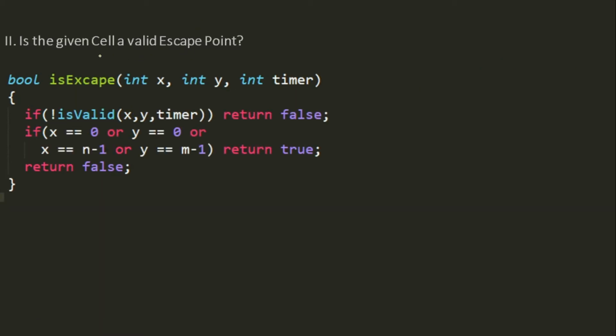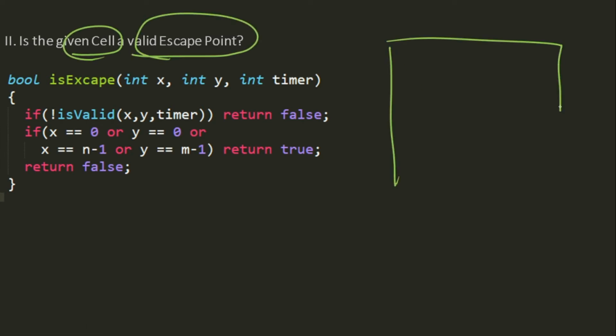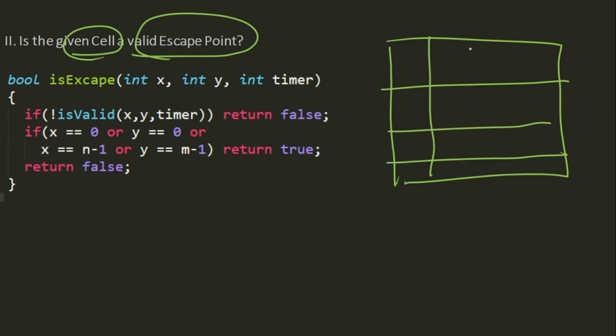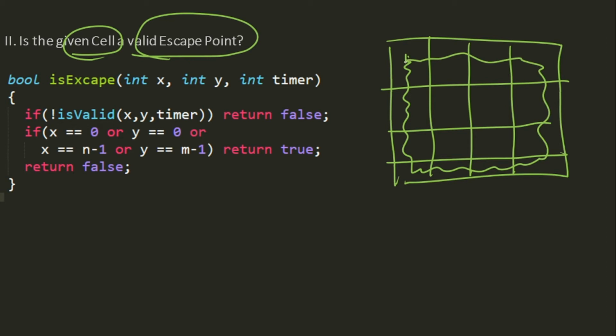Now, next question: is a given cell a valid escape point? Let me again illustrate with an example. So these are the boundary squares, correct? So as per the definition of the problem, all these are valid points, correct? Now let us say we are starting here. Is this a valid escape square? Is this location a valid escape square? Again, the answer to that depends on what time it is. What is the time? And why is that important?